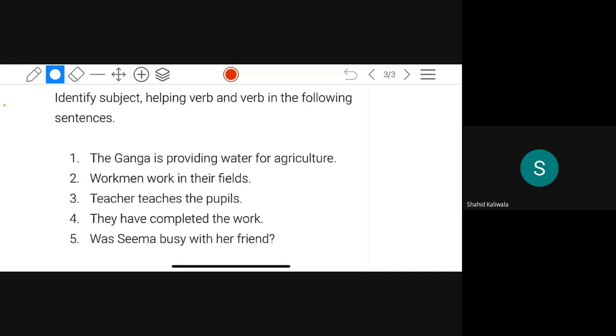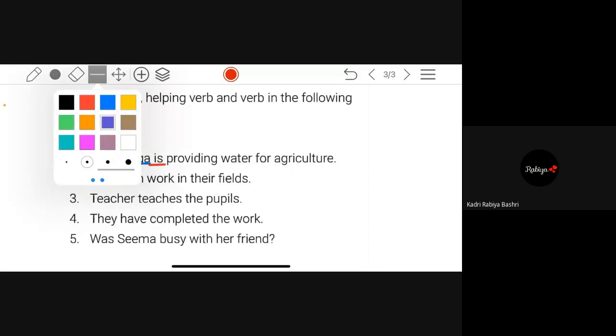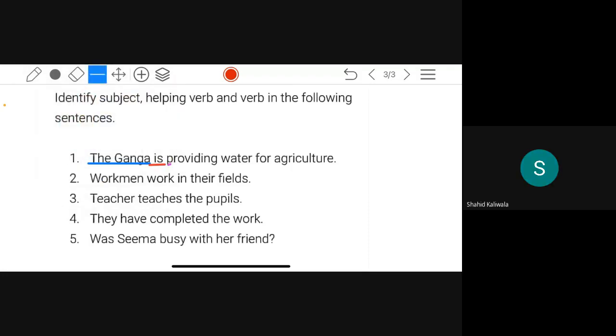Okay, so tell me the subject in the first one. The Ganga is the subject. What is the helping verb? Is. And the main verb? Providing. Okay. Provide.